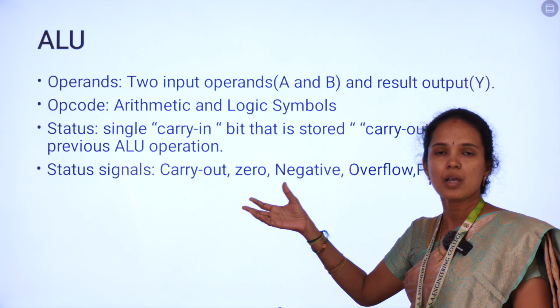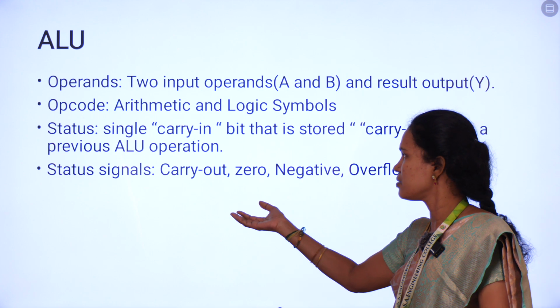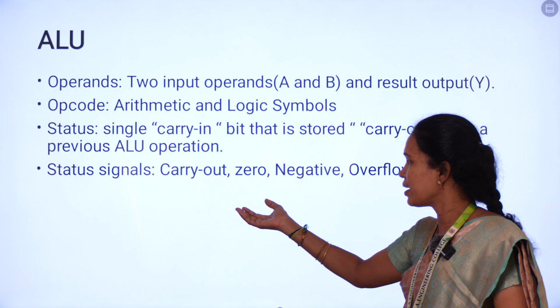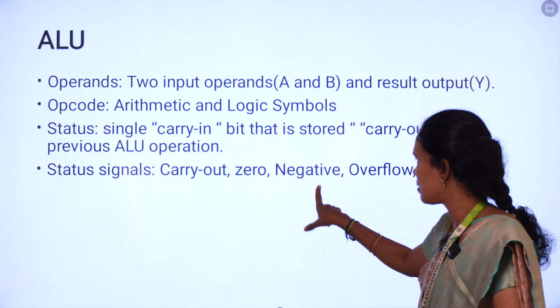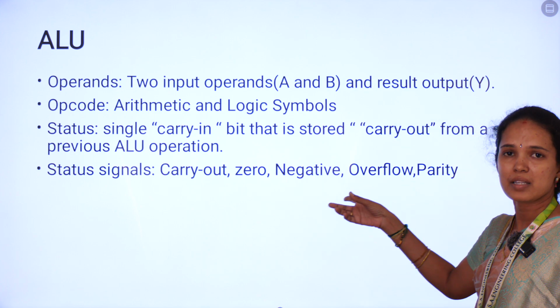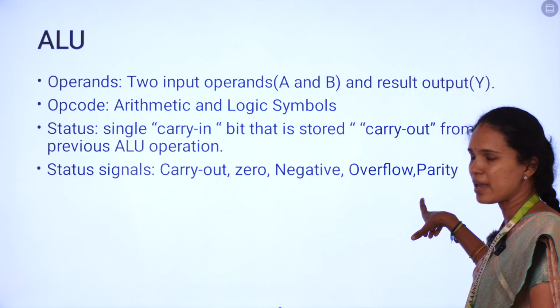Carry out: as I told, if you are doing some addition operation, you will be getting some result. That result we will call a carry out. Either it may be positive or negative. So you have to find out whether it is 0, positive, negative, an overflow, or parity. Parity is whether it is even or odd. That checking is known as parity checking.